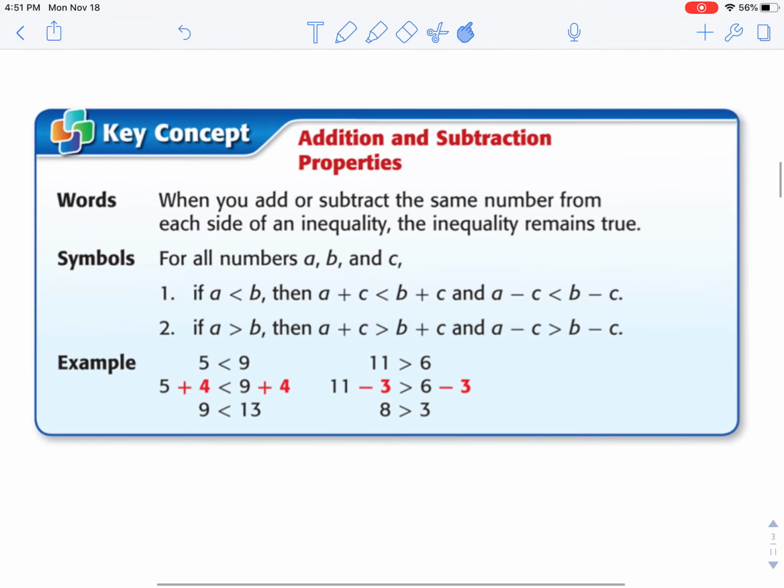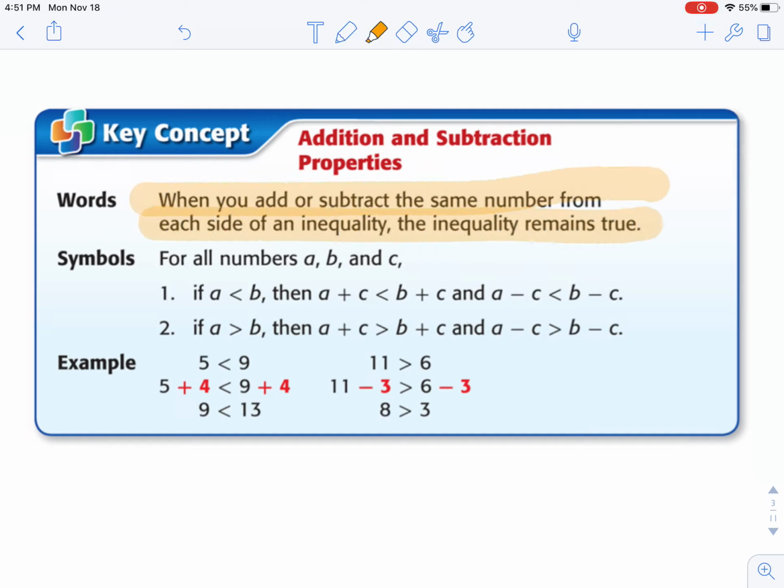Key concept. Write this down after I explain. Addition and subtraction properties. So when you add or subtract the same number from each side of an inequality, the inequality remains true. So all this is saying is that when you do the same thing to both sides of the inequality, it still remains true. Just like how we use the balance beam for solving equations, it works with inequalities as well. So I would write this down in words, and I would write down these examples.